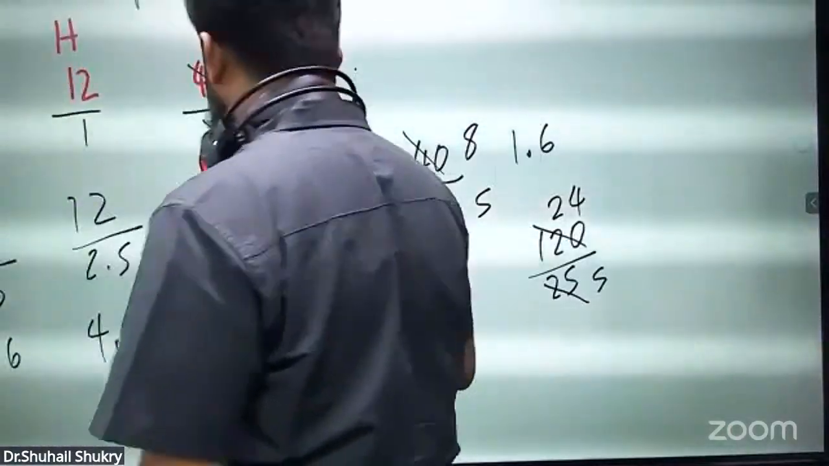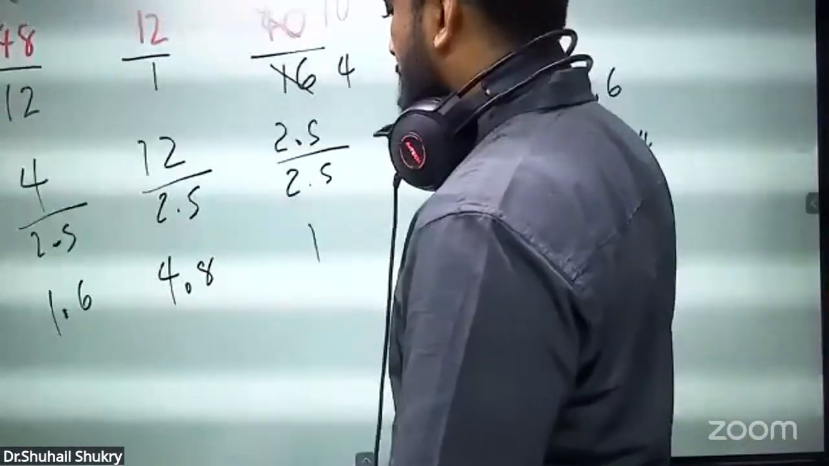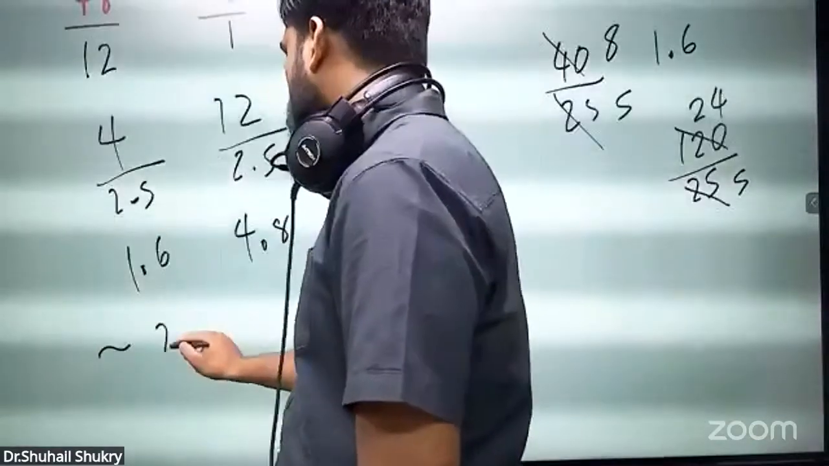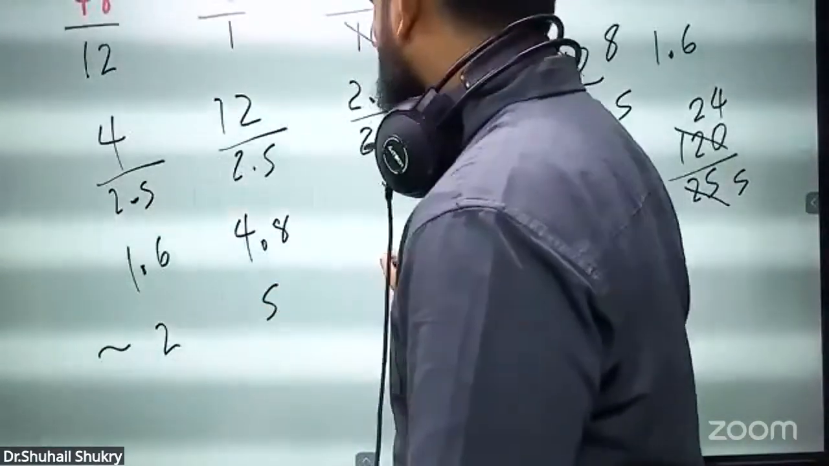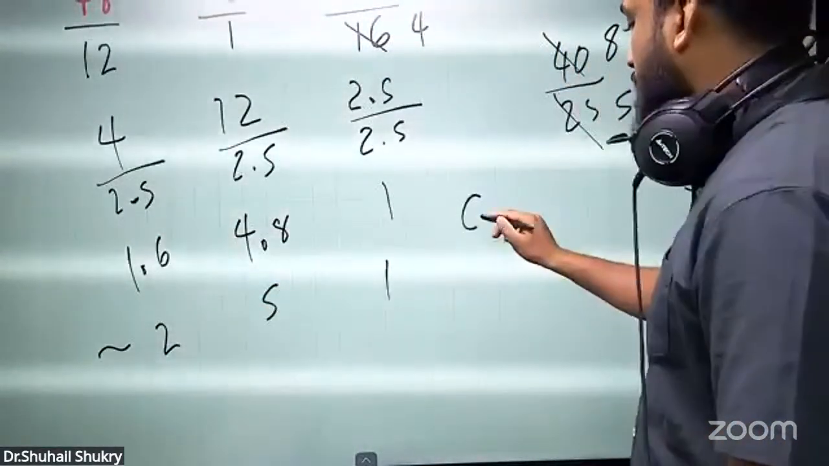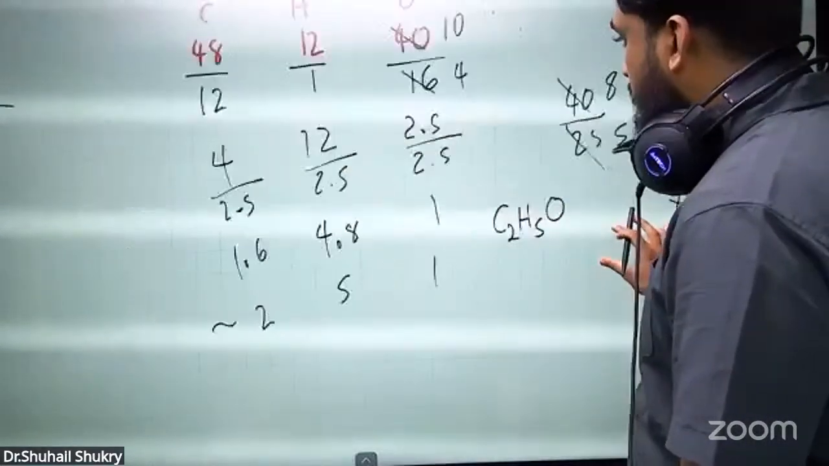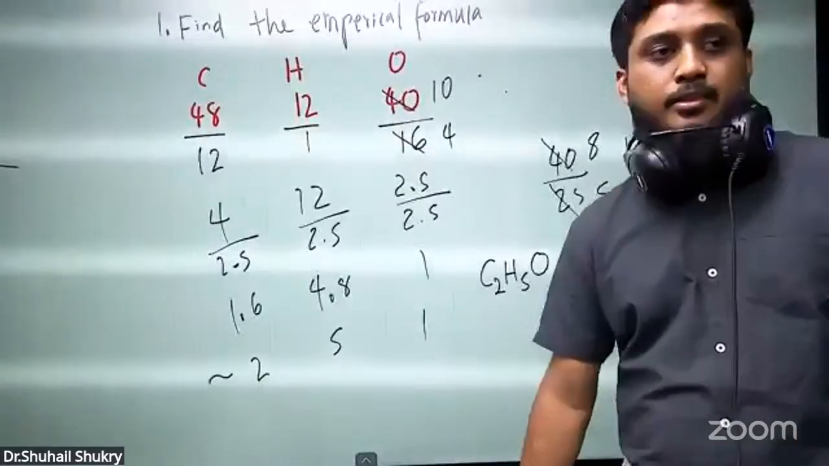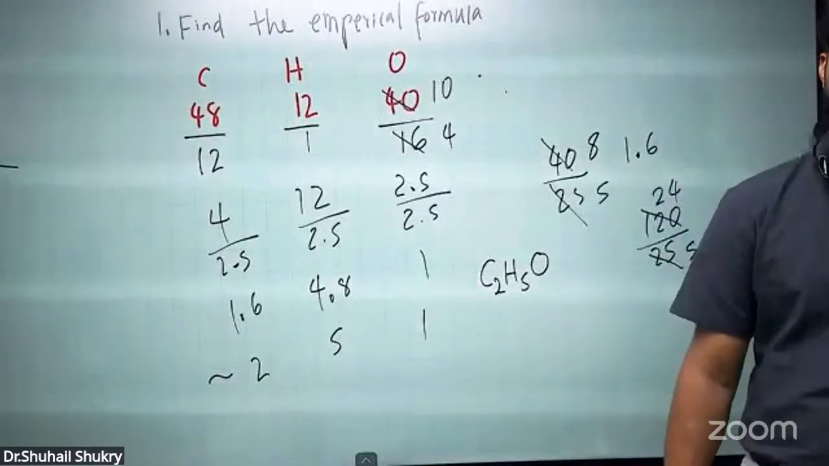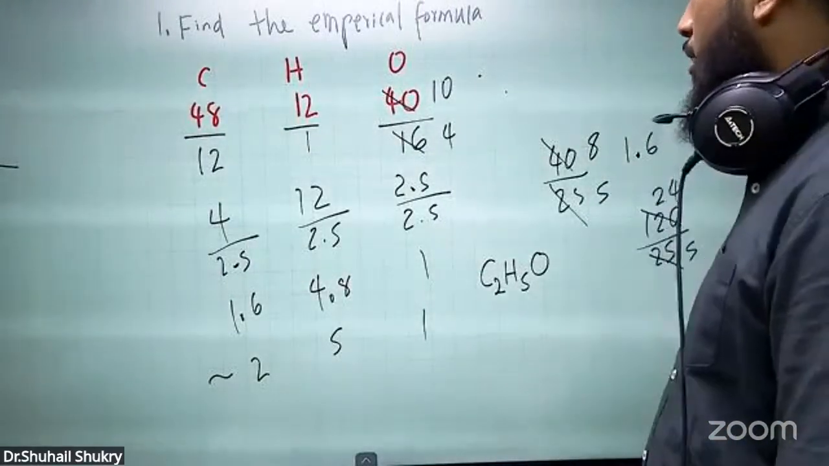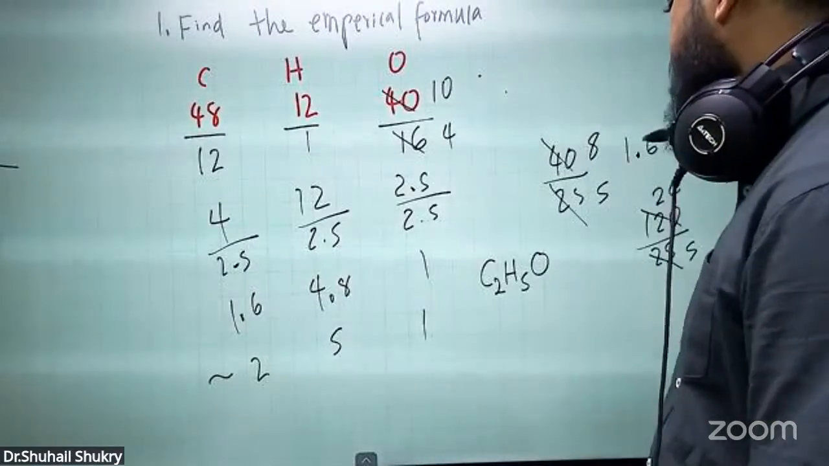So 4.8, this one. Now you have to get the closest number. 1.6 means nearly 2. 4.8 means nearly 5. Then what is the answer? C2H5O is the answer. You got this, right? You got this, but you took time. Okay. Next one, write like this.